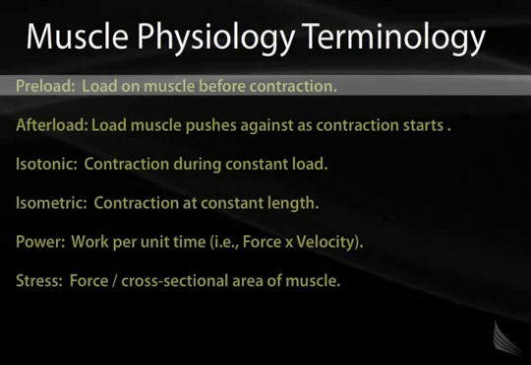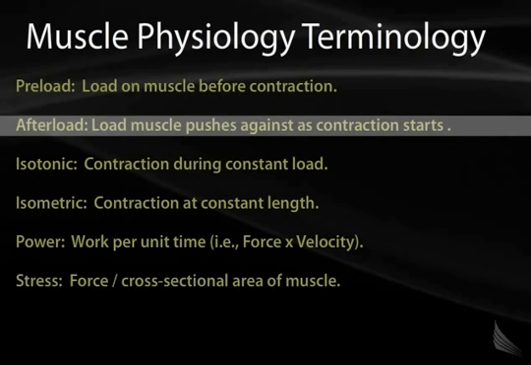So the preload on a muscle is the load on a muscle before it contracts. And often preload is really referred to as a length. Whenever you load a muscle, it will alter its length. So the preload in many ways simply refers to what is the length of the muscle before it contracts. And as we learned two slides ago, this will have a major implication on how much tension that muscle can produce. The afterload is the load that the muscle pushes against as contraction begins.